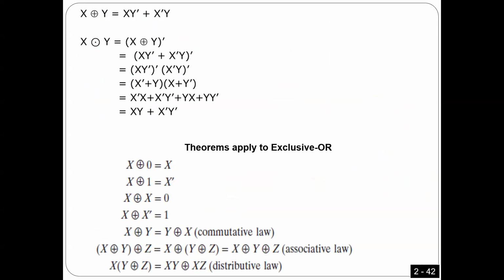Just to get some idea how we can use something like that. If you have any number, for example, A0, A1, A2 and B0, B1, B2, here you have two numbers. This is a 3-bit number and another 3-bit number. I want to check if these two numbers are equal or not.